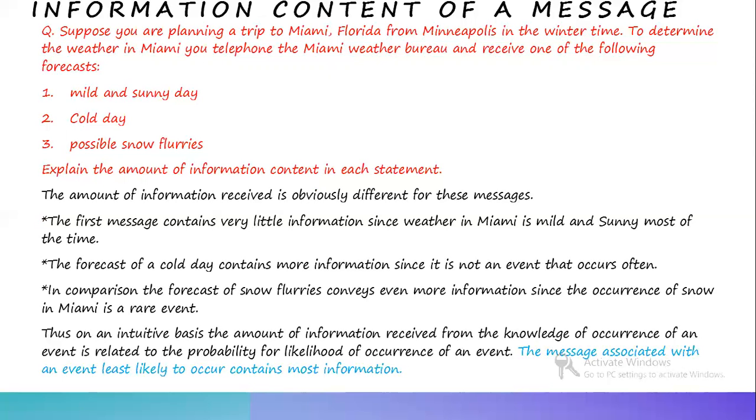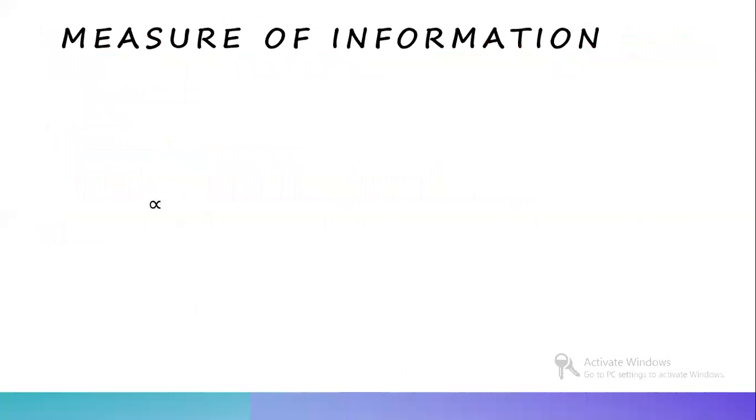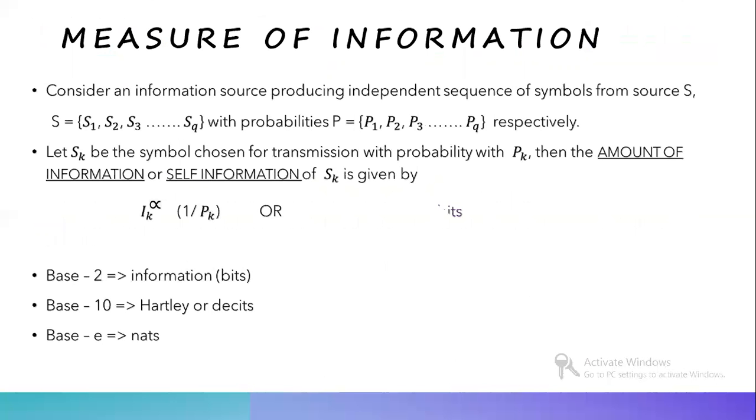Next, what is the measure of information? A measure is necessary to know the information content of various messages produced by an information source. Let us consider an information source producing an independent sequence of symbols from source alphabet S equal to S1, S2, S3 up to SQ. These symbols might be any alphabet, it might be M also, with probabilities P equal to P1, P2 up to PQ respectively. Let Sk be the symbol chosen for transmission at any instant of time with probability Pk.